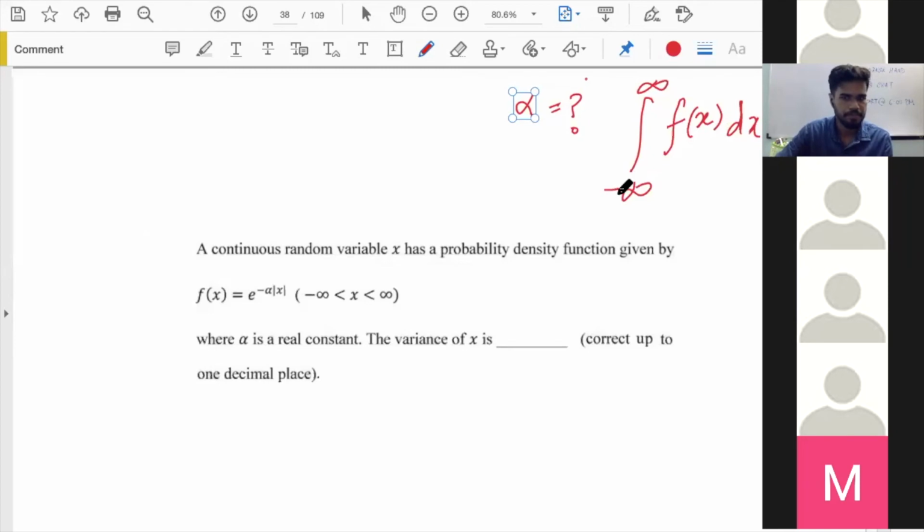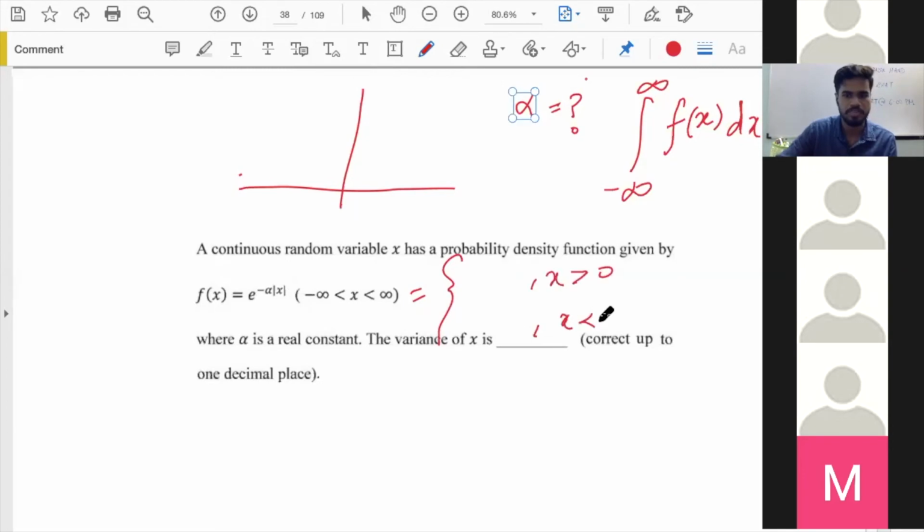Right? And there are some tricks used here. Let me be explicit about it. How should e power minus alpha |x| look like? It's symmetric about the y-axis. Thank you. So for x less than 0, this is e power alpha x, and for x positive, it is e power minus alpha x. It's going to drop down exponentially and symmetrically on both sides.